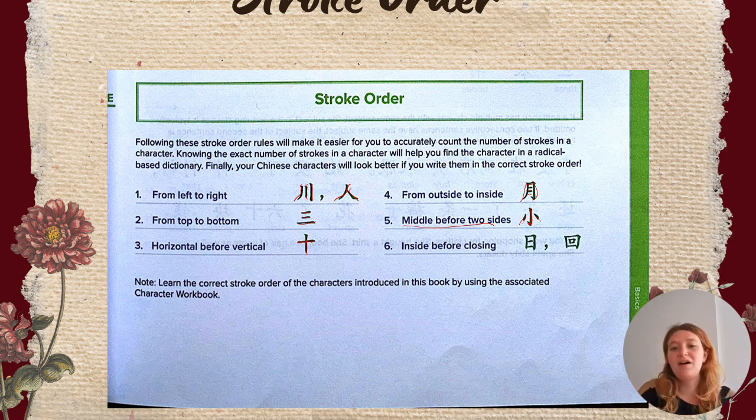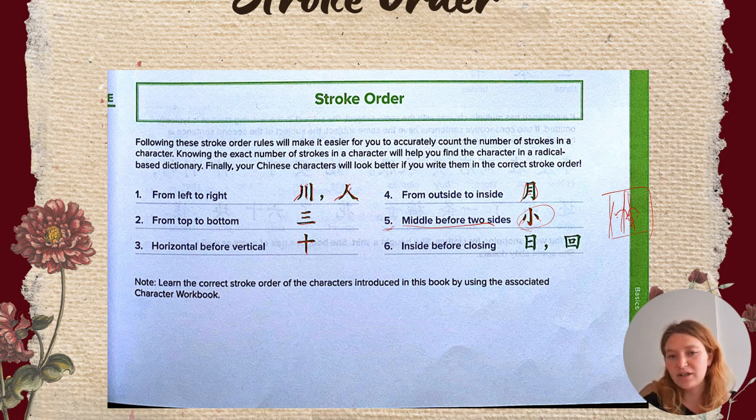But what this does not mean is in those boxes we were talking about, where there are boxes that have 3 elements to a character, you do not do the middle element first. You go left to right. This is only for instances like this character Xiao.